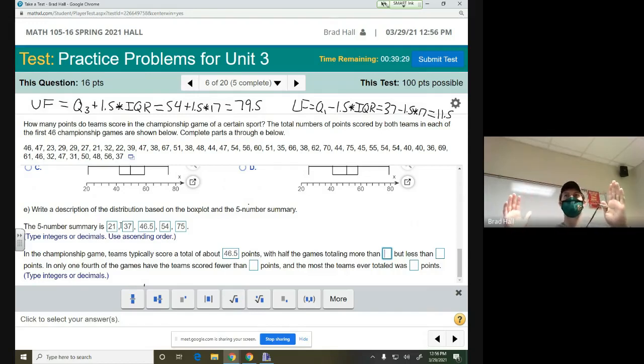21 to 75 is 100% because that's the lowest and the highest. So yeah, 21 to 75 would be 100% because that's the minimum and the maximum. Right, so you have to go a little bit further. The quartiles are what denote the middle 50%. So it's more than the first quartile, but less than the third quartile.